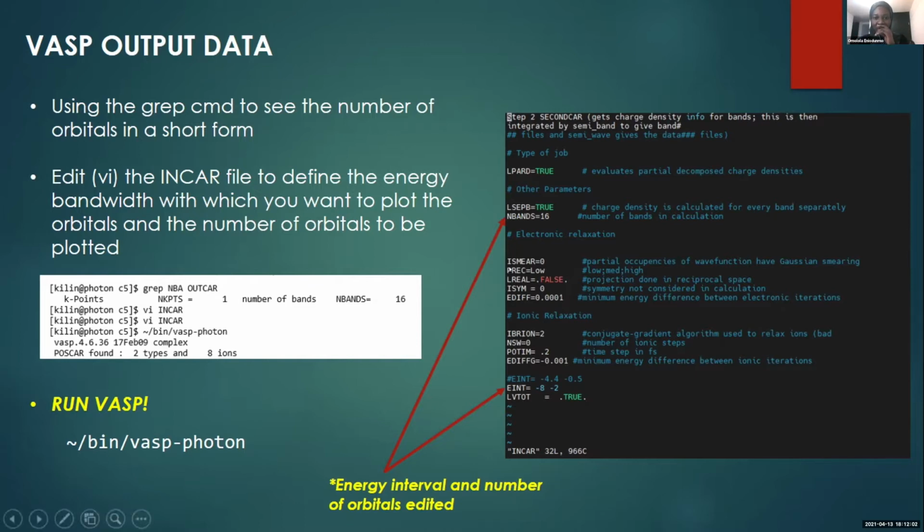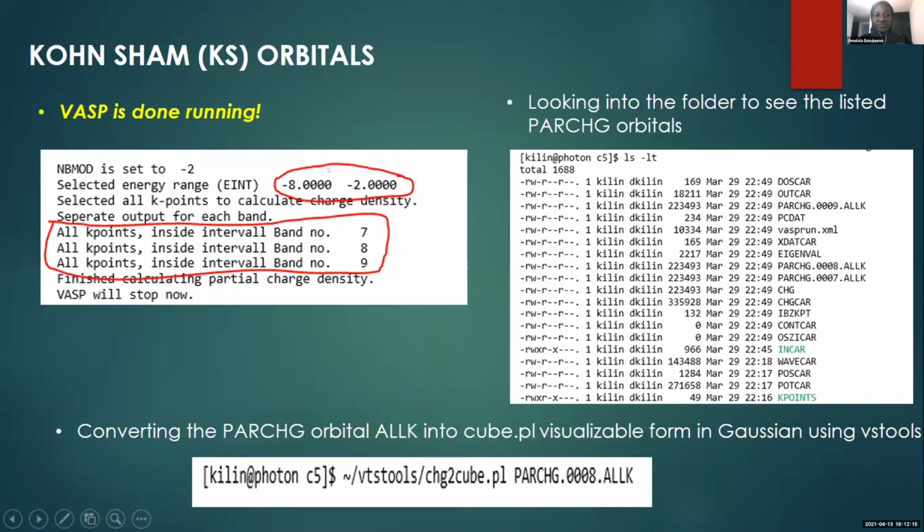That's why right here, I edit with the number 16, which is the number of orbitals, and here the energy interval, which is -8 and -2. Then I'll run VASP. When I'm done running VASP, it specifies this energy interval and the K points of the different orbitals that I had plotted in that energy range. I want to look into that file and make sure that I can see the partial charge orbitals here.